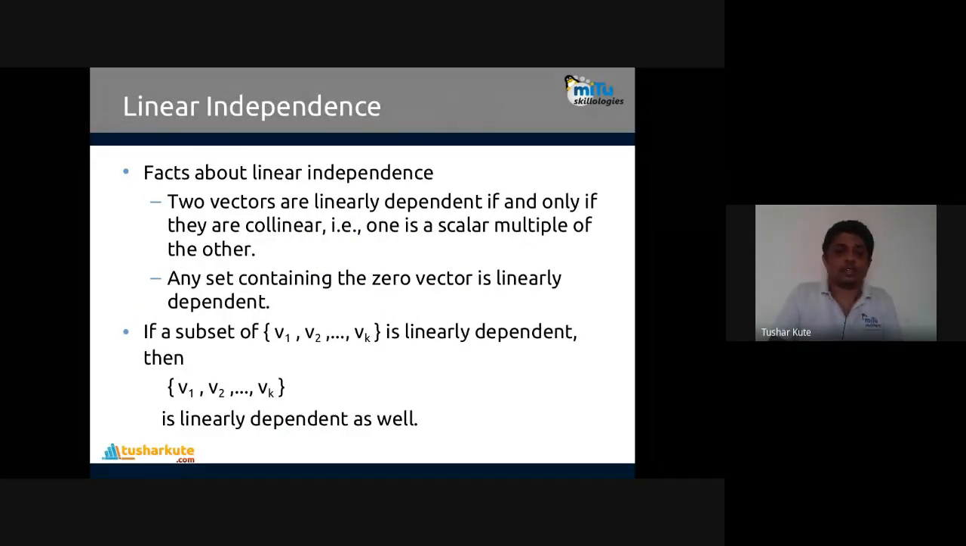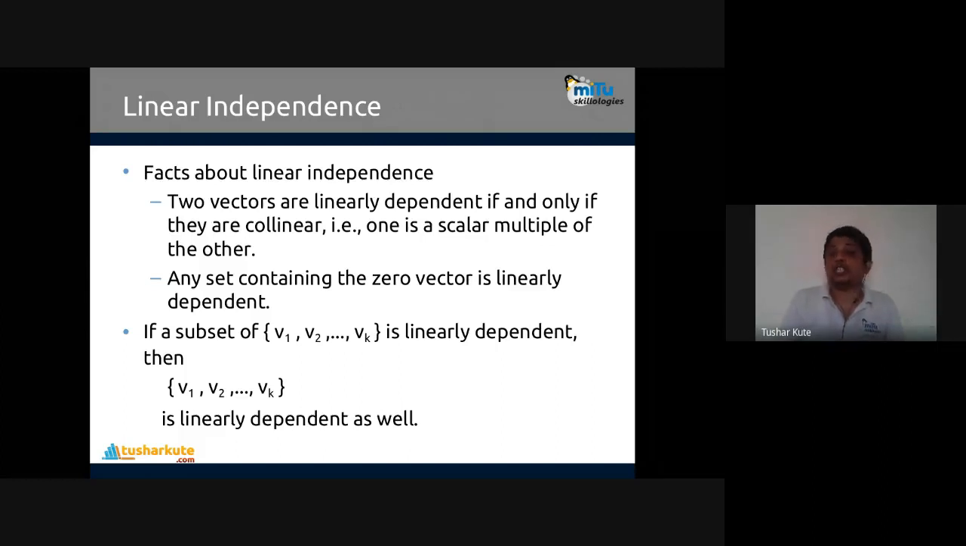So some facts are there for linear independence. Two vectors are linearly independent if and only if they are not collinear. That is, one is not a scalar multiple of the other. One is a scalar multiple of the other, that is what we are having. Either one will be the multiple, or 2, 3, 4 times will be present there.